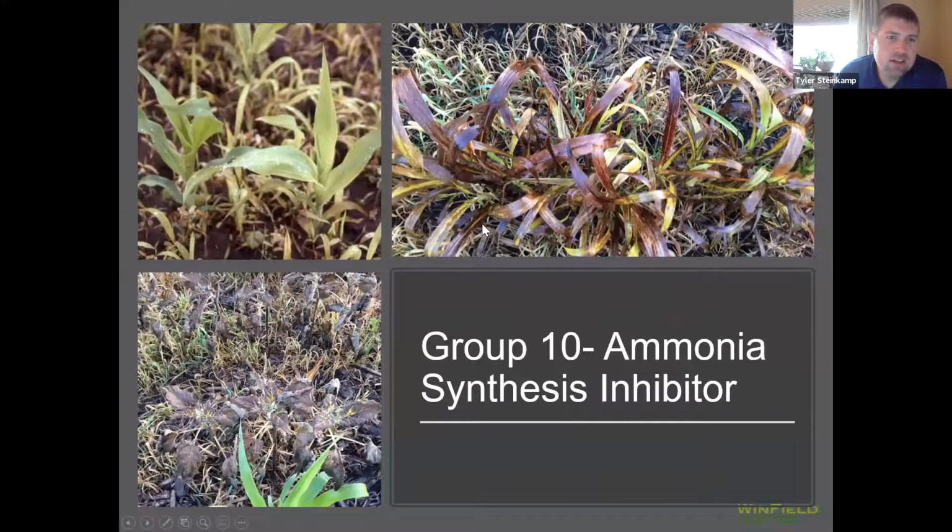Okay, the activity that you're going to see is this burning type effect. So you're going to see this necrotic type effect to it.